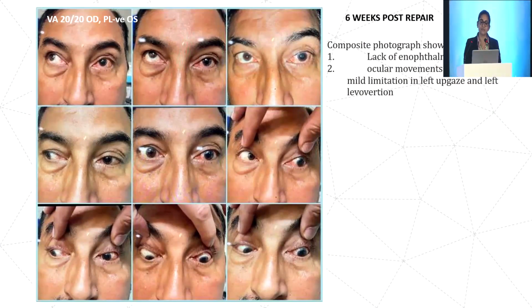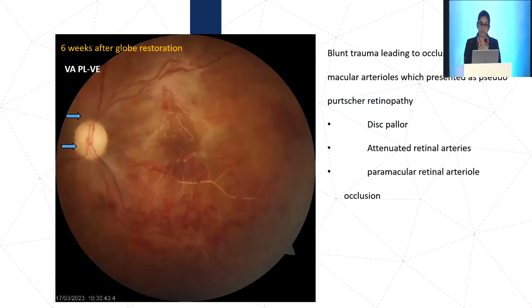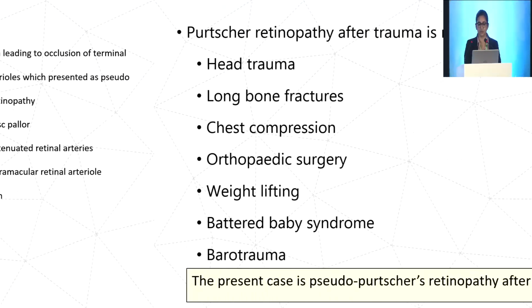So this was 6 weeks post the repair. This is a composite picture. The patient was still PL negative, but there was no enophthalmos. The ocular movements of the patient were present with mild limitation in the left upgaze and the left levorotation. The fundus finding post 6 weeks was surprising. The blunt trauma had now led to the occlusion of the terminal macular arterioles and it presented with a pseudo-Purtscher retinopathy. There was disc pallor, attenuated retinal arteries and paramacular retinal arterial occlusion.